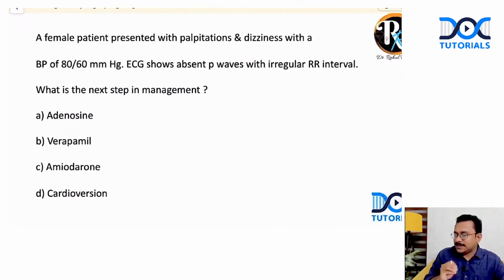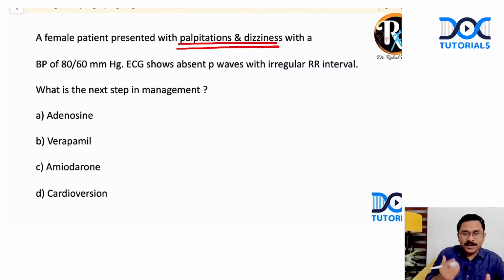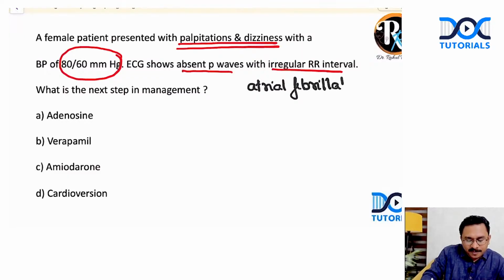Female patient presented with palpitations and dizziness with a BP of 80/60 mmHg. So the patient is having some sort of palpitation and dizziness. Maybe it could be an arrhythmia. Anyway, the patient is in hypotension. Now, what could be the reason for this? Look at this: absent P waves with irregular RR interval. What diagnosis am I thinking about? Atrial fibrillation. I am thinking about a diagnosis of atrial fibrillation.